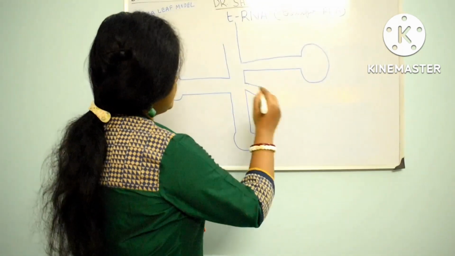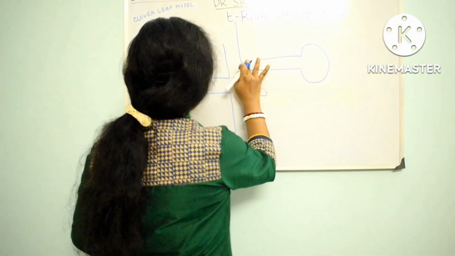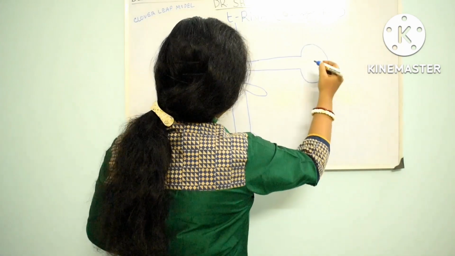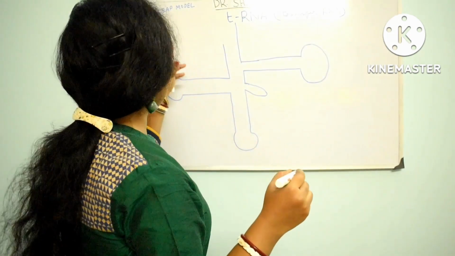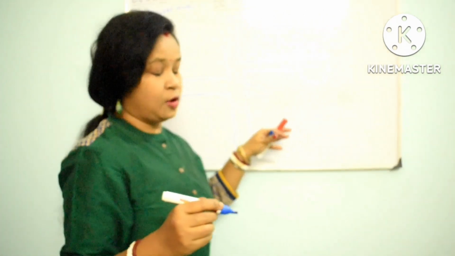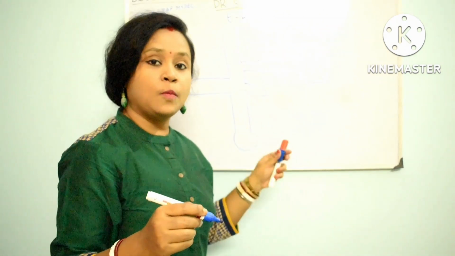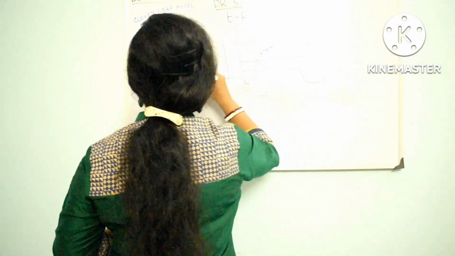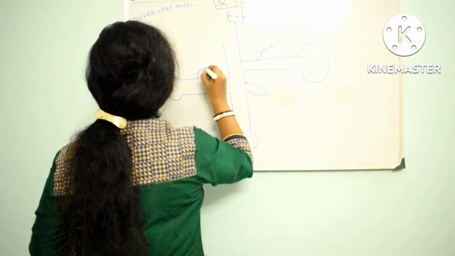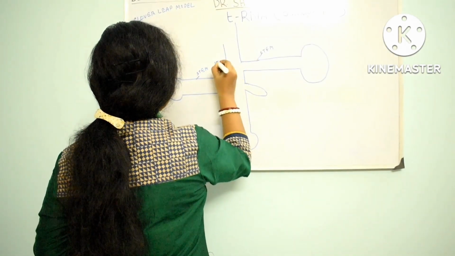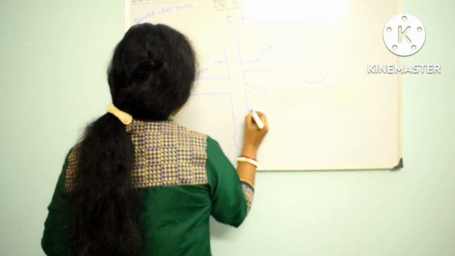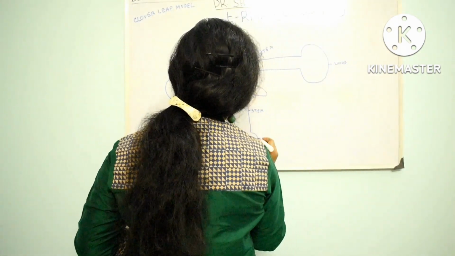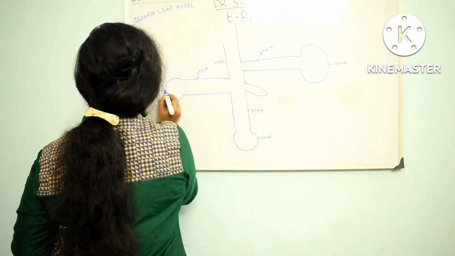Look at this structure. This is called a stem. Stem and loop. The clover leaf model of tRNA is basically a stem loop structure. These are called stems, and loop structure.